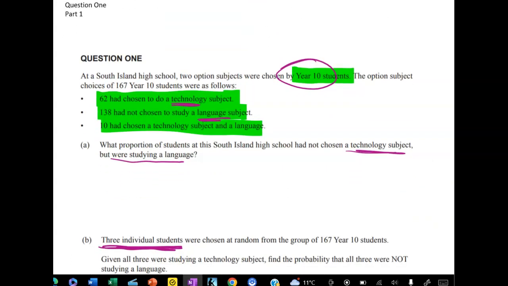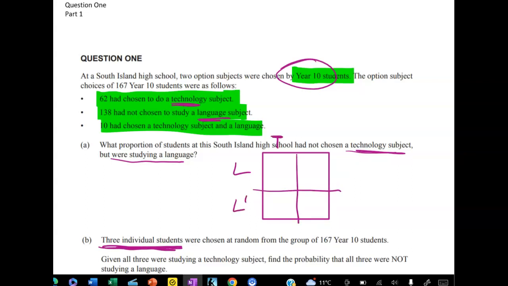So I'm going to whack this into a table, and the table's just going to have 4 boxes. We'll do language here, no language here, technology subject here, no technology subject here. So 62 had chosen to do a technology subject, that's going to go down here. 138 had chosen not to do a language, so that can go here. In total there are 167. And 10 had chosen a technology subject and a language.